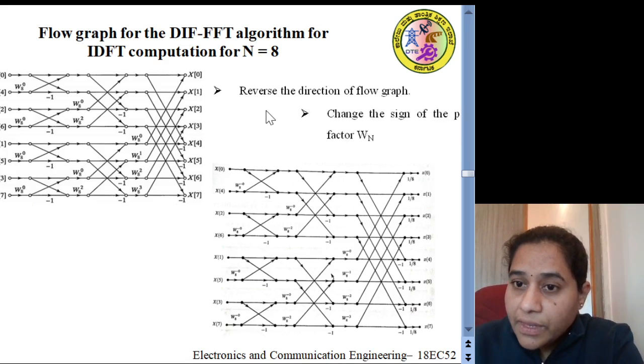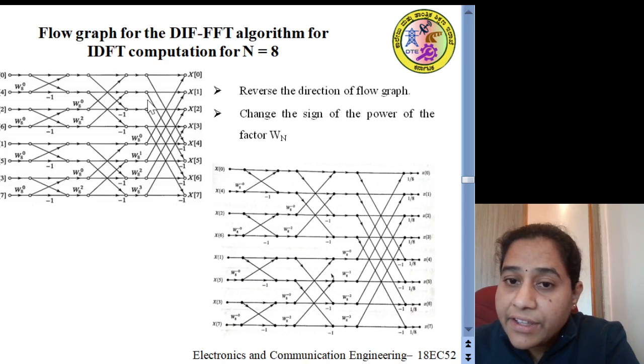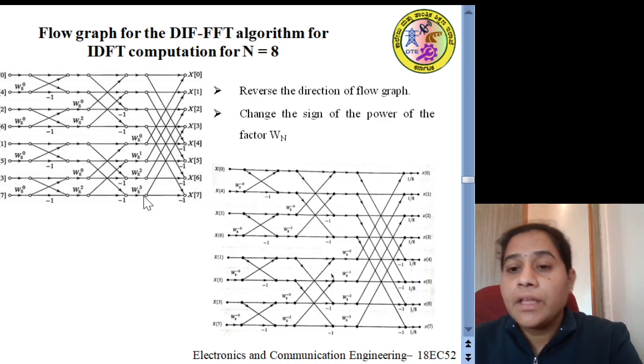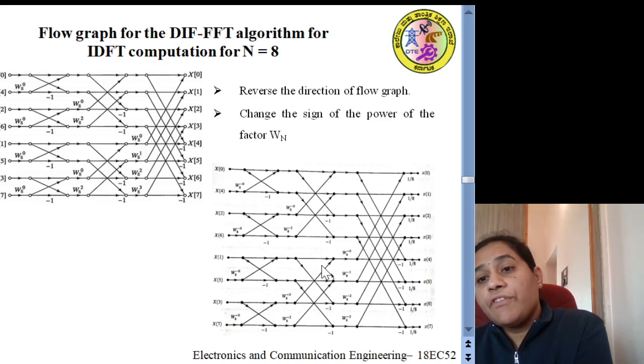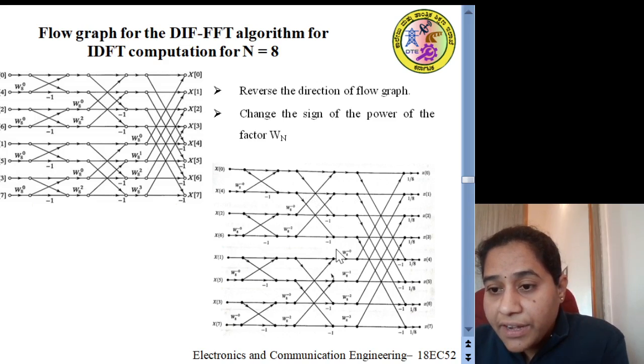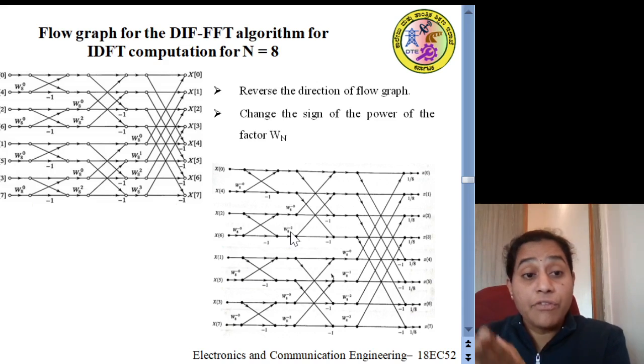Next, we changed the sign of the powers of the twiddle factor. You can observe the signs of the power factors here. All are positive: W8 per 0, W8 per 2, and so on. Here you can observe W8 per 0, W8 per 1, W8 per 2 and W8 per 3. But in our DIF-FFT algorithm for finding IDFT, the twiddle factor powers are W8 per minus 0, W8 per minus 2, W8 per minus 0, W8 per minus 1, W8 per minus 2 and W8 per minus 3. Here we are considering capital N equal to 8.